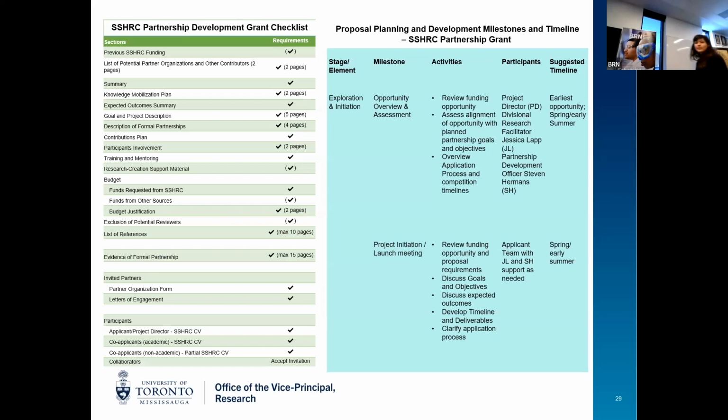One last quick thing. Stephen Hermans and his office have developed documents to help you with planning partnership grants. These are screenshots of them. There are checklists for partnership development and the partnership grant, and there are also milestone documents to help you plan out the grant preparation process. We can also send these out, so please contact us if you're interested in receiving them.